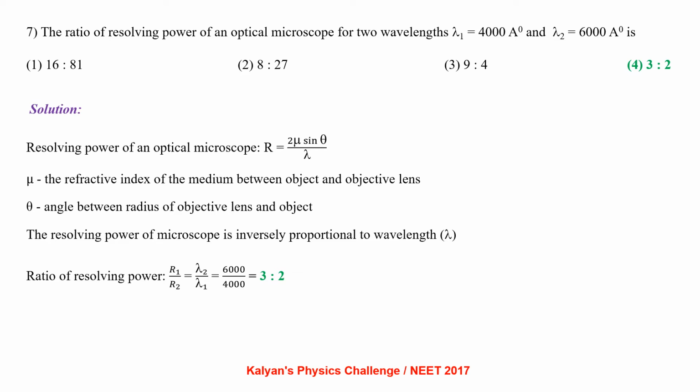Now the resolving power of microscope, as you can see, is inversely proportional to wavelength. The ratio of resolving powers will be R1 by R2 equal to lambda 2 by lambda 1. That comes out to be 3:2.